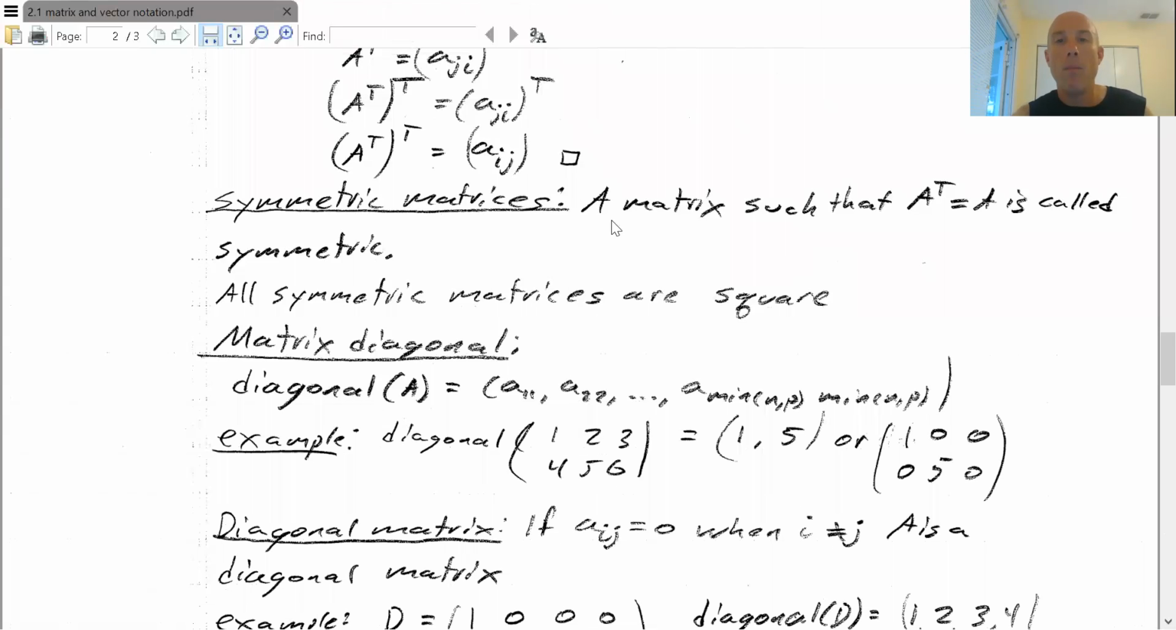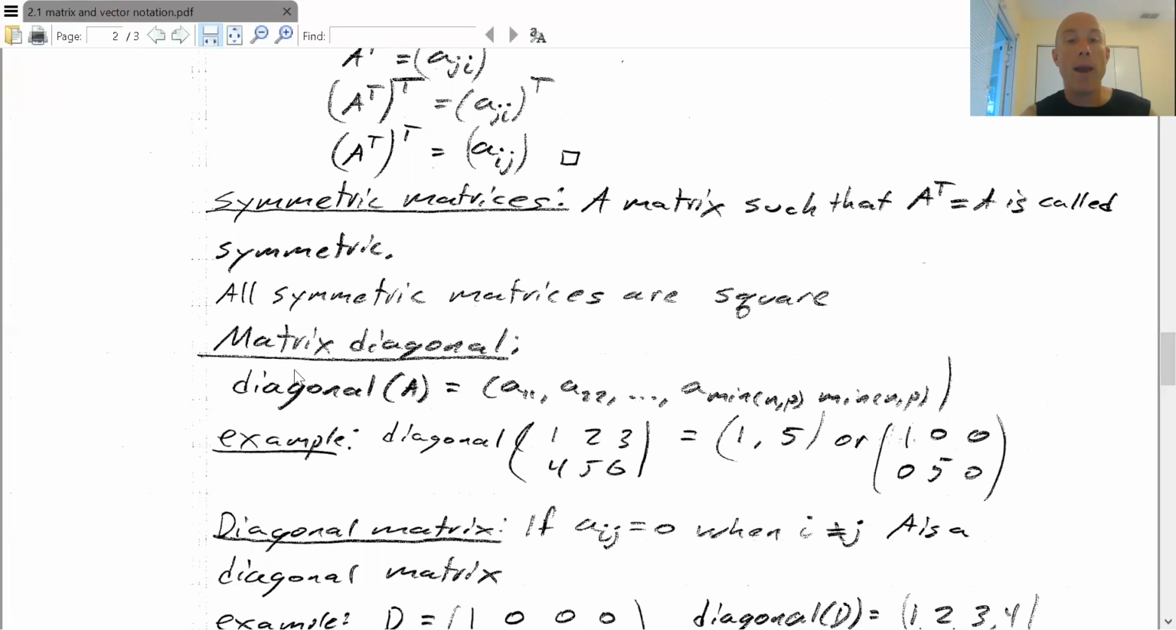A matrix such that A transpose is equal to A is called a symmetric matrix. So if you think about that, one of the things that has to come out is that the number of rows has to equal the number of columns for this to be possible. So all symmetric matrices are square, but not all square matrices are symmetric.